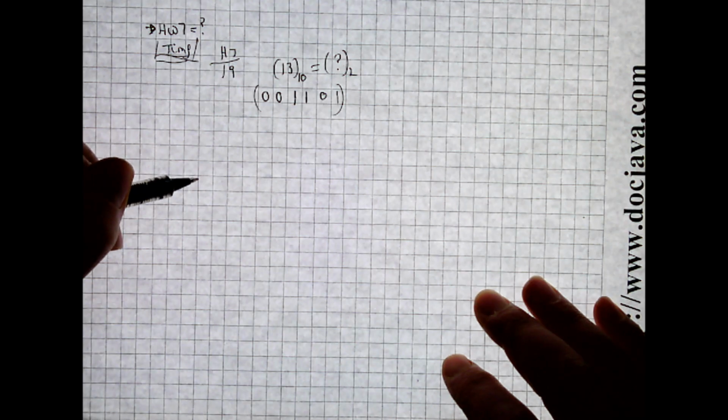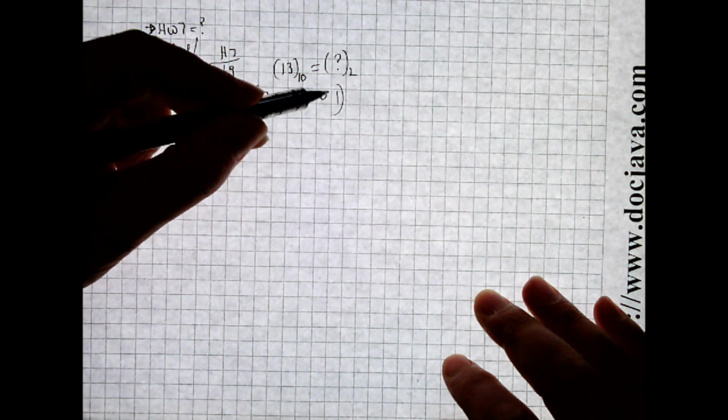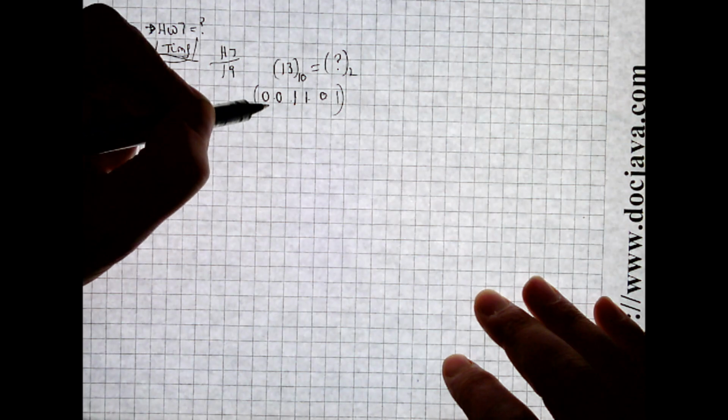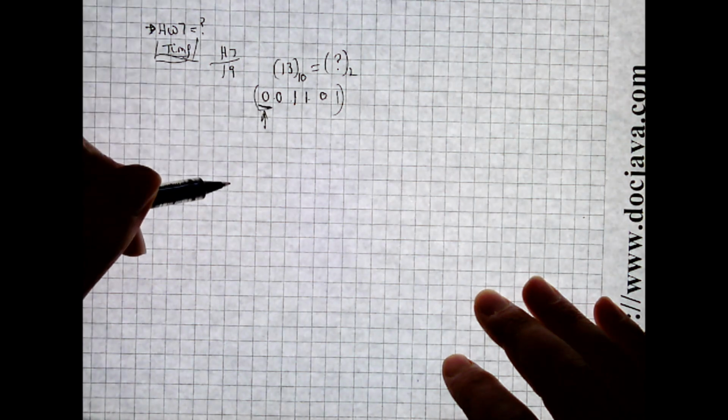So it didn't say find the negative 13. It just said using 6-bit 2's complement representation. So I needed that 6th bit to be the sign bit. But it's positive. It's a positive sign. Did that sort of throw you?